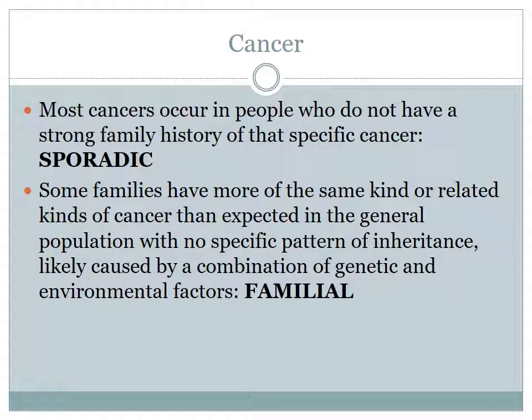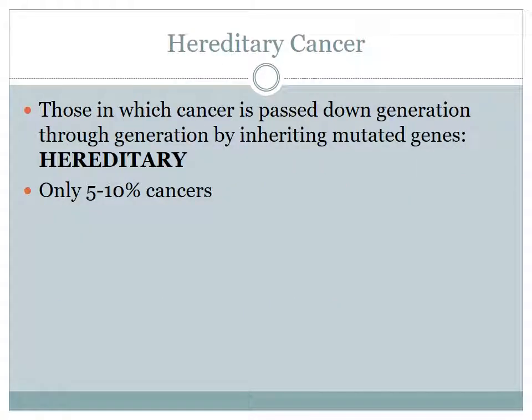Most cancers occur in people who do not have a strong family history of that specific cancer. They are sporadic. Some families have more of the same kind or related kinds of cancer than expected in the general population, with no specific pattern of inheritance, likely caused by a combination of genetic and environmental factors, referred to as familial. Those in which the cancer is passed down generation through generation by inheriting mutated genes in the autosomal dominant mode of inheritance is referred to as hereditary.